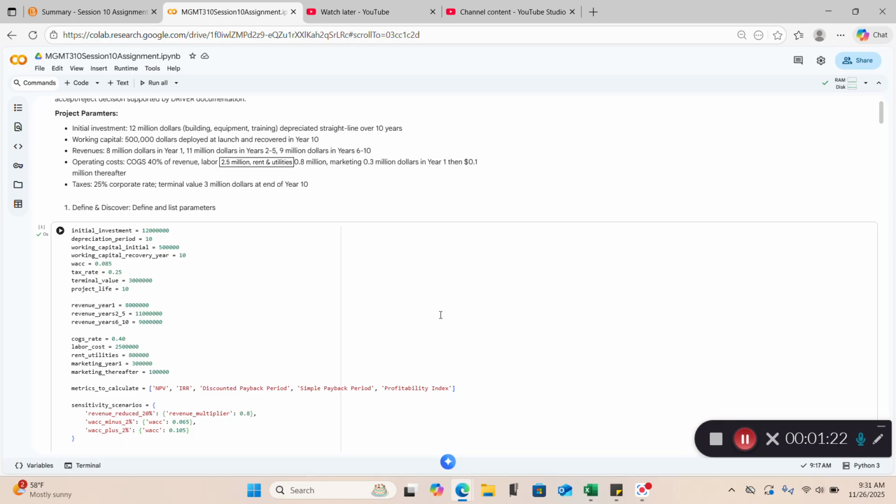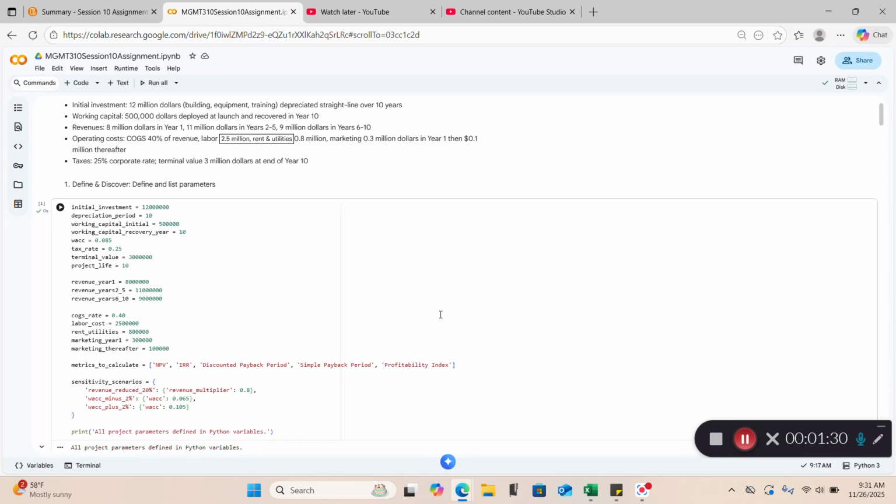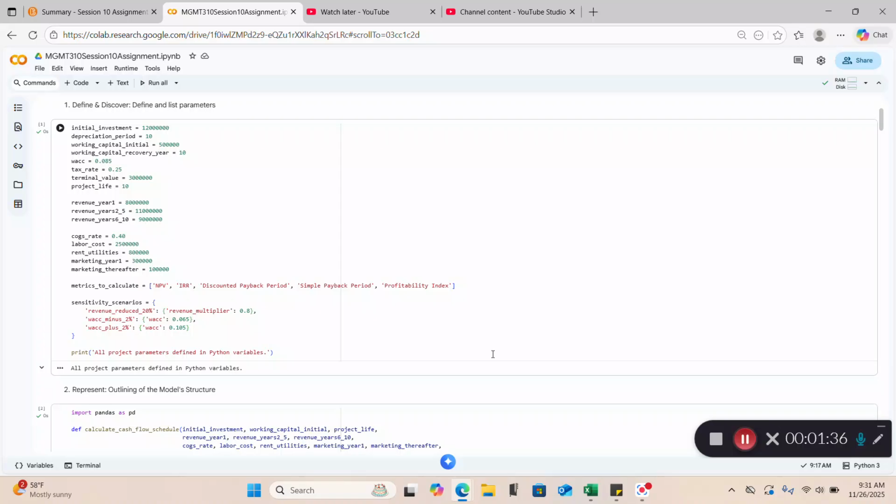So here we've listed out our revenues for years 1, 2, 5, and 6, along with our COGS rate, our labor costs, our potential rent and utilities, as well as our marketing in year 1 and the marketing thereafter, for the following years. And here we created a list of the metrics that we need to calculate and our sensitivity scenarios.